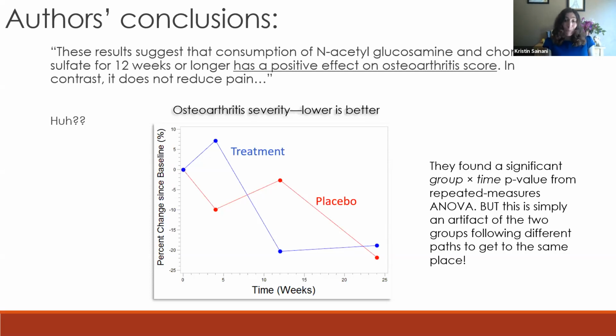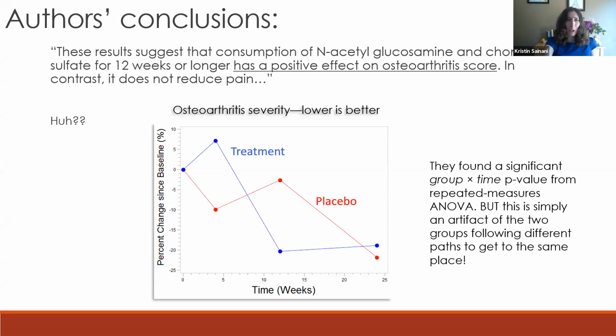So why the repeated measures ANOVA gets a significant p-value here is simply the fact that both treatments follow different trajectories over time to get to the same place. So like treatment went up and then down and then across, placebo went down and then up and then down. That will actually trigger a significant group by time p-value, but that doesn't mean that treatment beat placebo.